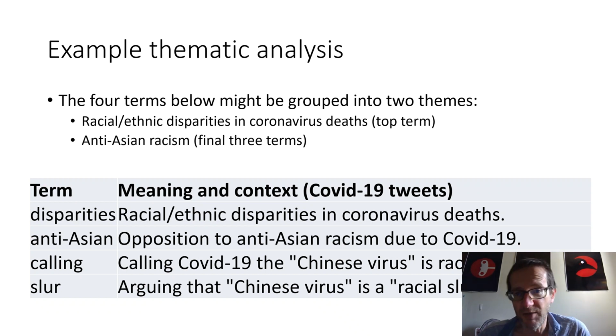in COVID deaths, because that's what the tweet says, and the other 3 I think are about anti-Asian racism in the context of COVID-19, perhaps. So you might say anti-Asian racism in the context of COVID-19. I think that general description fits the bottom 3 terms. So I would say there are 2 themes in here, one with 1 term and one with 3 terms.